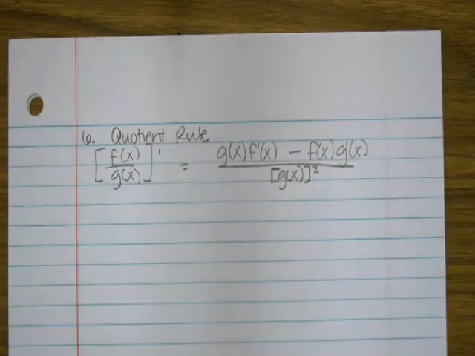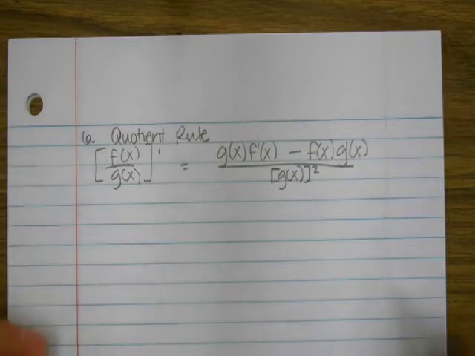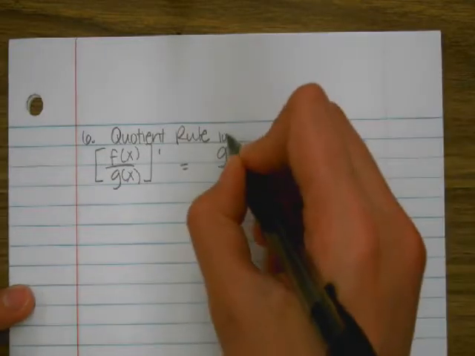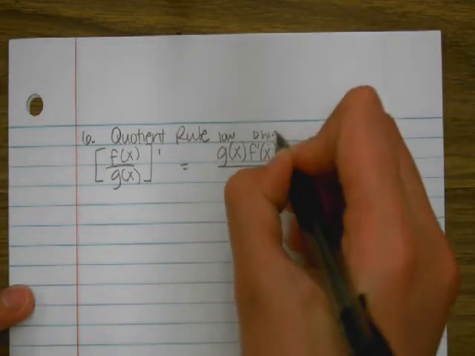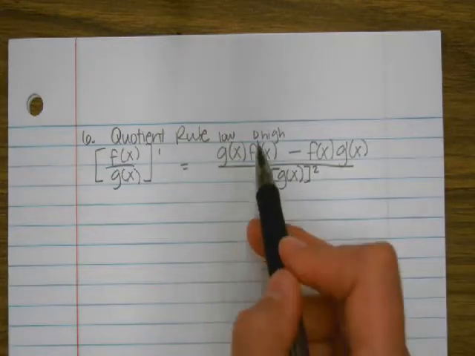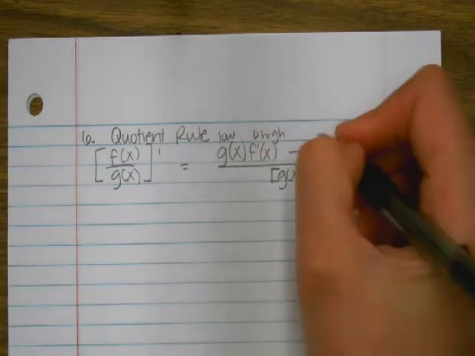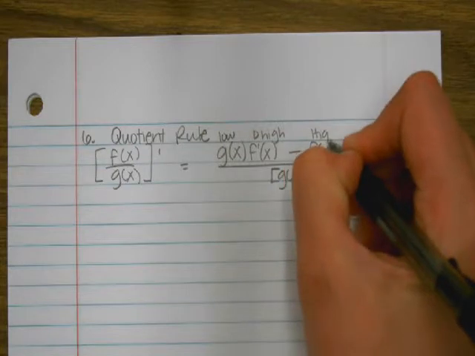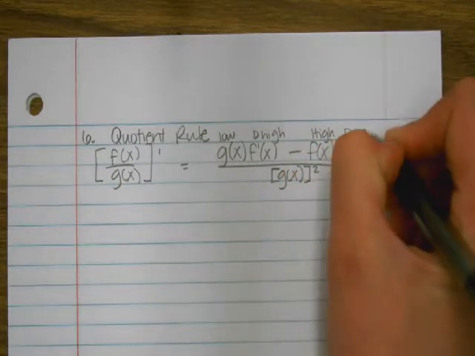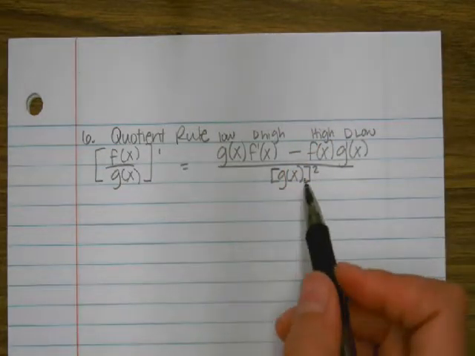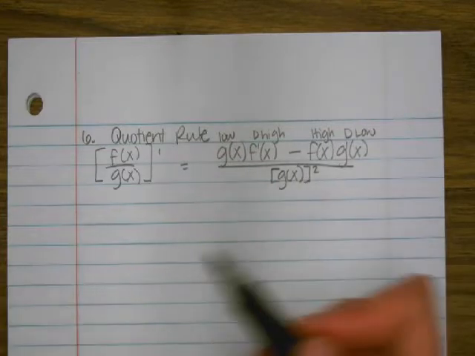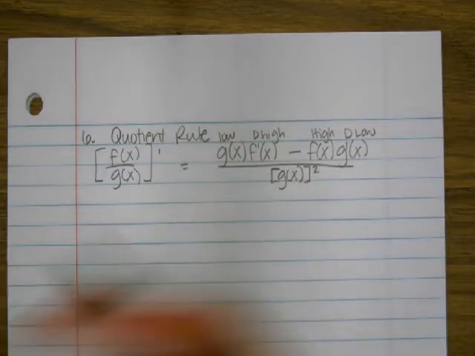So yes, that seems like a really ridiculous formula. Now here, there's a little phrase my high school math teacher used to help us remember it, and she said low d high. So low is the bottom, d high is the derivative of the top, minus high d low. So low d high minus high d low, and that kind of helped us remember what the top should be, because that is kind of confusing, and the order matters.